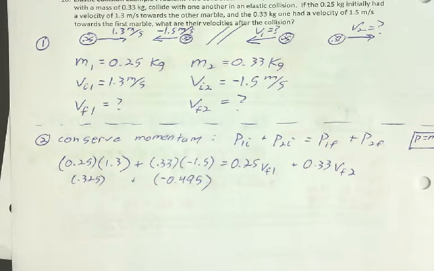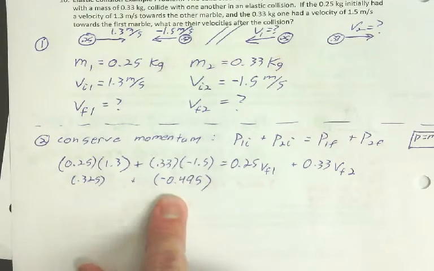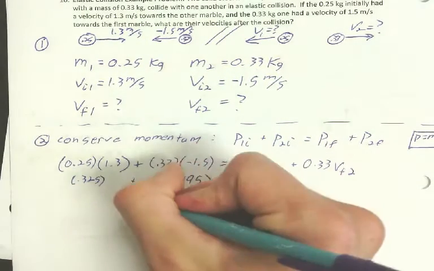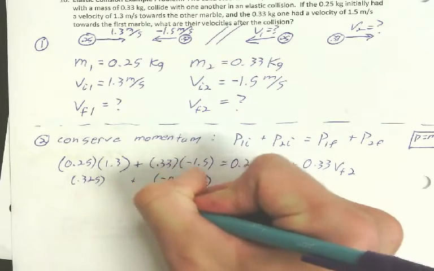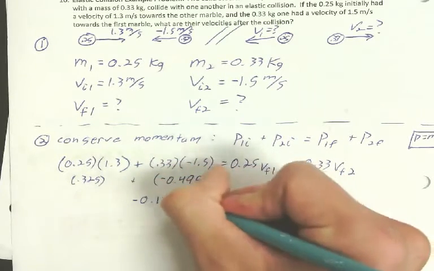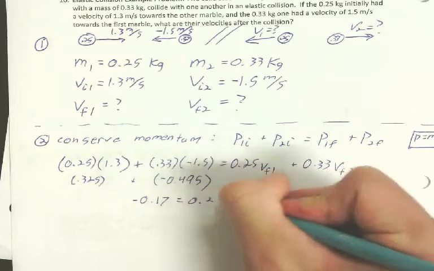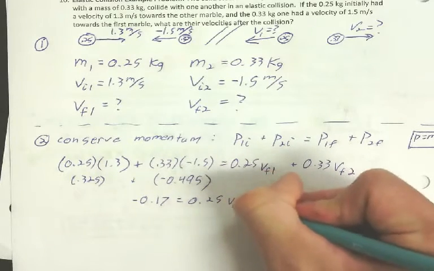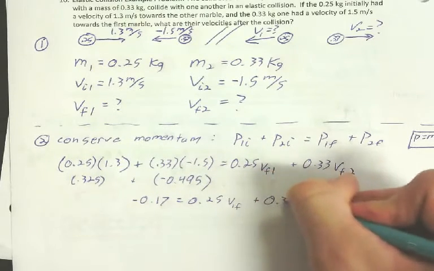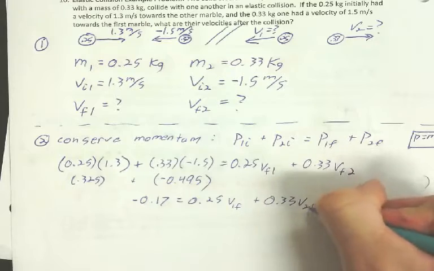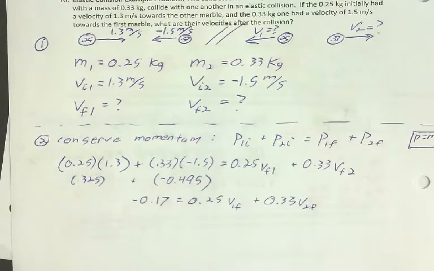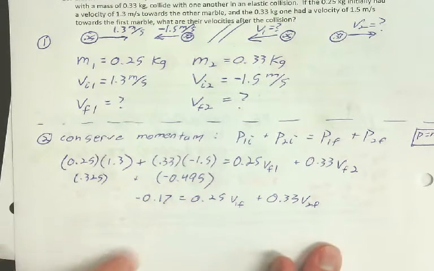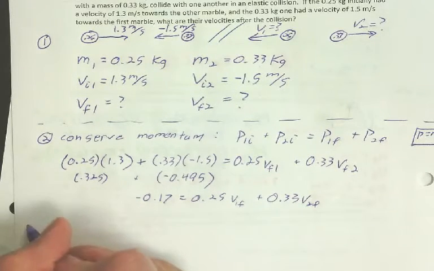All right, and let's simplify this down as much as we can. 0.325 plus a negative 0.495 is going to be negative 0.17 equals 0.25 V1 final plus 0.33 V2 final. I cannot do any more with that. I cannot solve this any more than it's already solved. That is as much as I can do. So we go on to step 3.